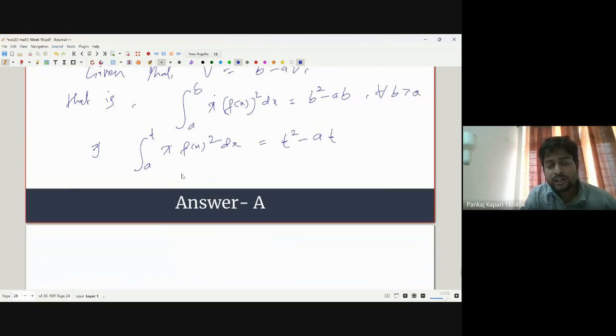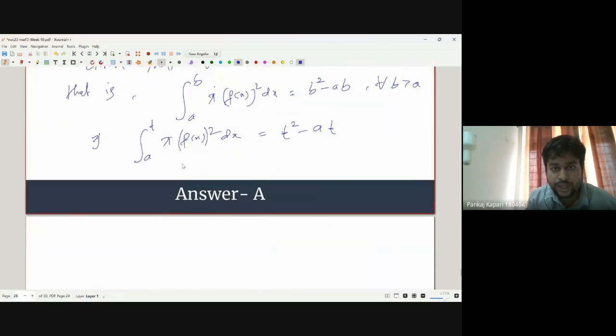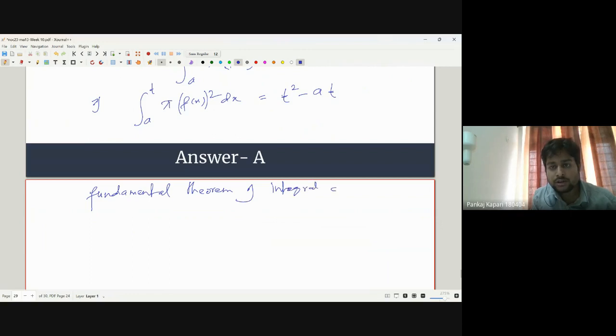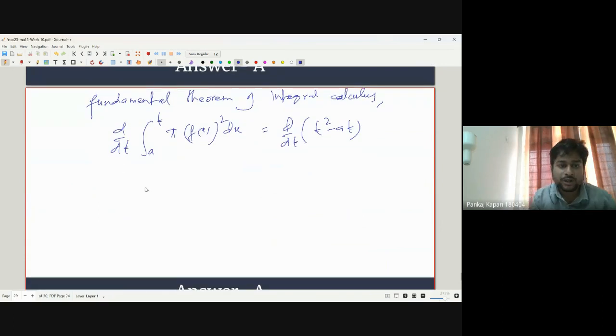Okay, now the problem asks you to find the function f(x). So what is f(x)? Okay, this f(x) we have to find. The volume is given. Now we will use the fundamental theorem of calculus. From the fundamental theorem of integral calculus, if you differentiate both sides, then what do we get? Differentiate with respect to t the integral from a to t of pi f(x) whole squared dx. Here also d by dt of t square minus at. Okay, so this you can do.